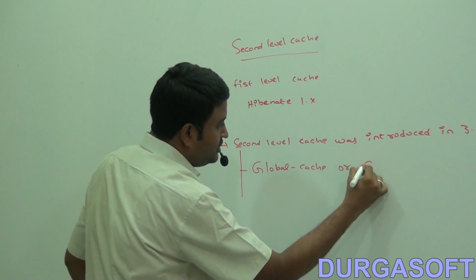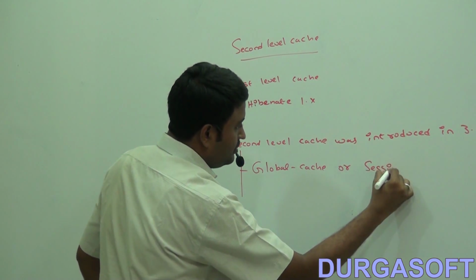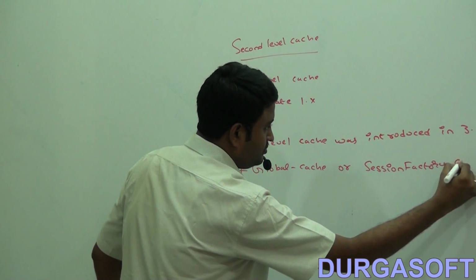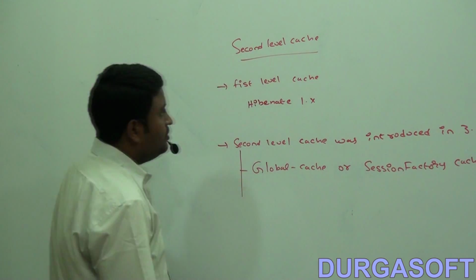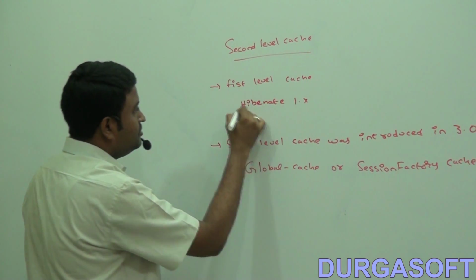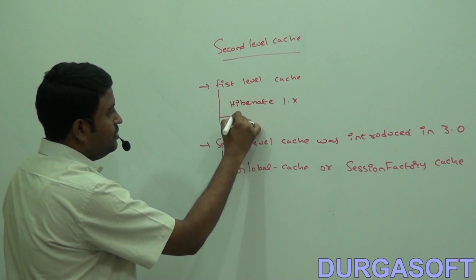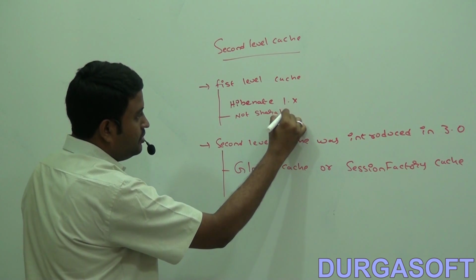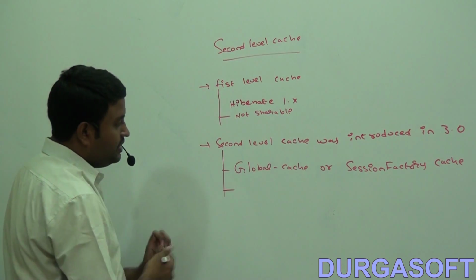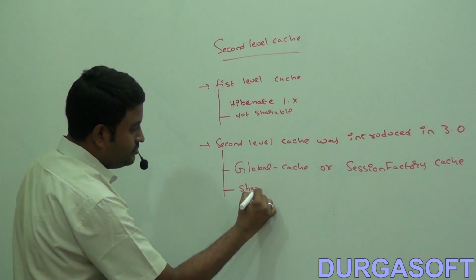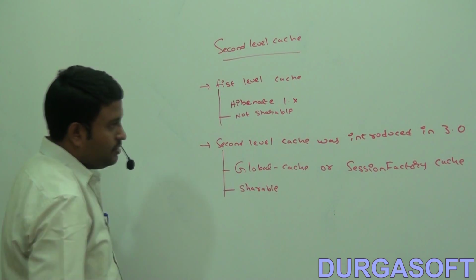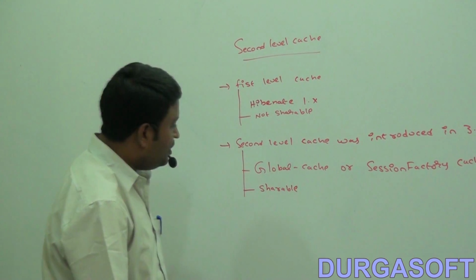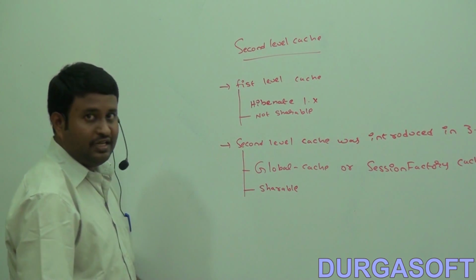Second level cache is also called global cache or session factory cache. First level cache is not shareable, but second level cache is shareable. The sessions which are created under the session factory can share this second level cache.